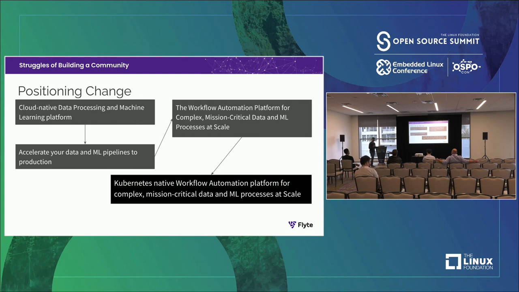And so then we did another positioning exercise. We talked to a bunch of folks, we talked to the community, we tried to understand. And then we said, okay, this is why people are coming here and this is what we should talk about. So we said, it's a workflow. There is a workflow engine component to it. It's a workflow automation platform. And what are people using it for? Data and machine learning processes. And the reason why they come to it is because of the scale.